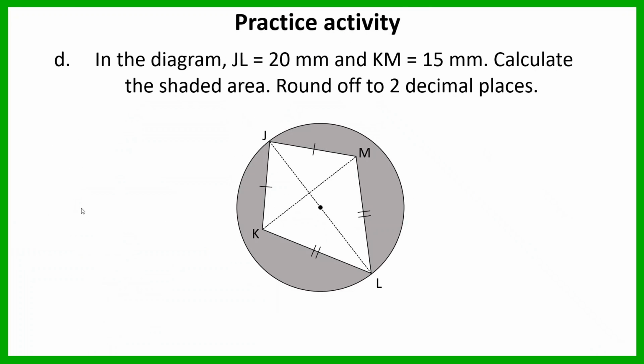In question D, you've got a circle and that circle has a piece cut out of it in the shape of a quadrilateral JKLM. You've been told that JL is 20 millimeters and it passes through the center of the circle over there. And KM is 15 millimeters. You need to calculate the shaded area and round off to 2 decimal places. I'm going to give you 4 minutes for this question.